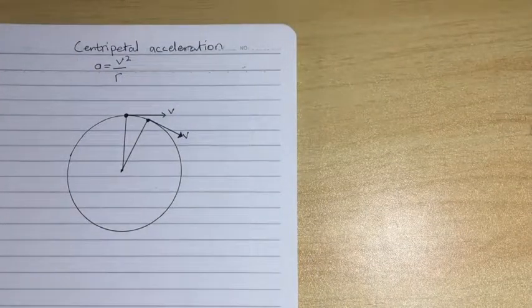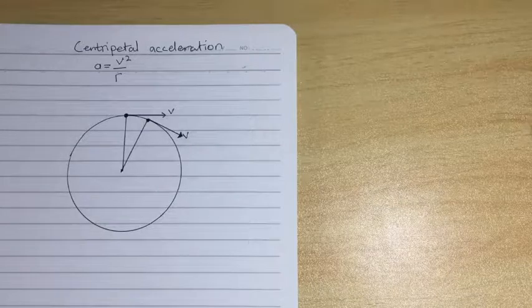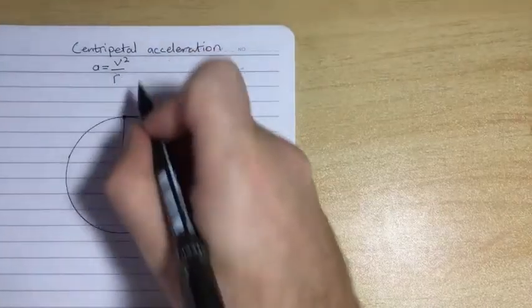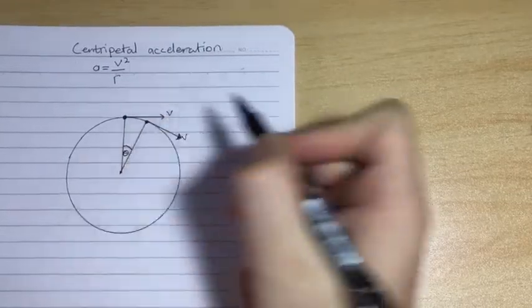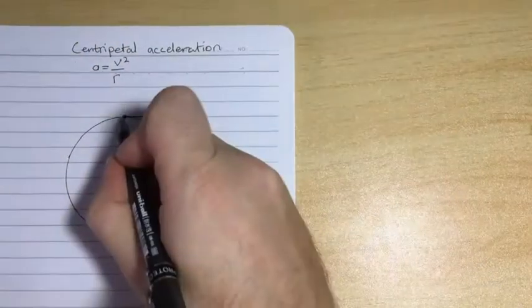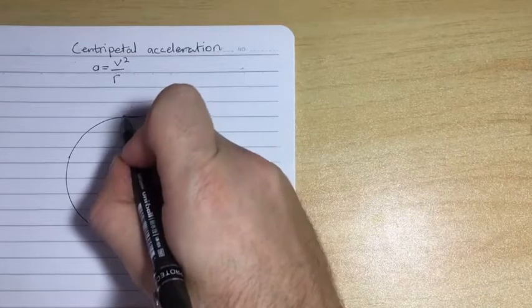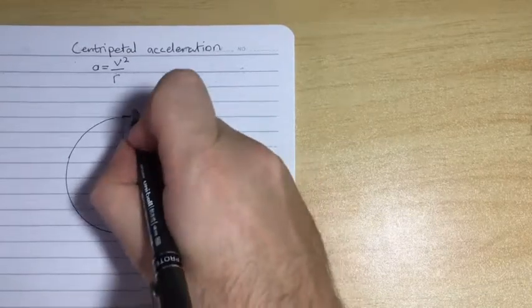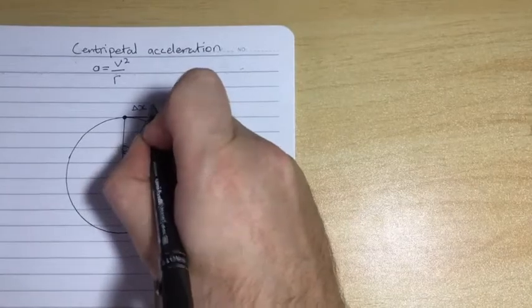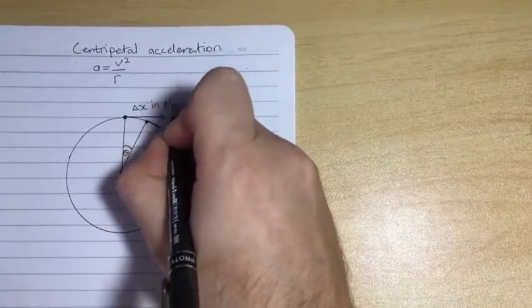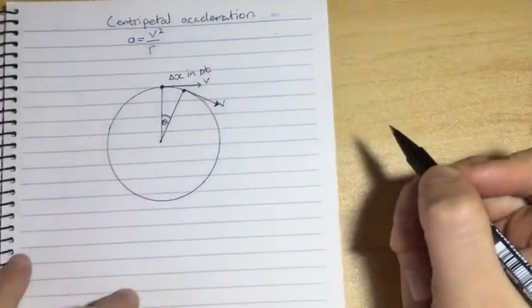The definition of acceleration is change in velocity divided by the time taken, and that's what we want to investigate here. So it's moved through an angle theta, and it's changed position through a distance, which we're going to call delta x, in time delta t. So what can we say from that?